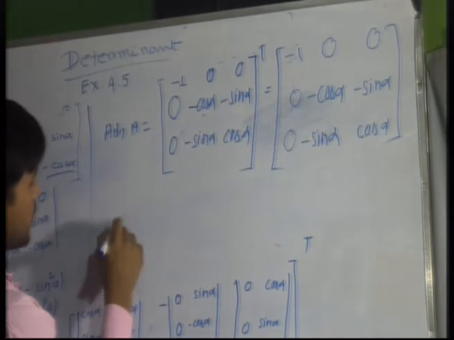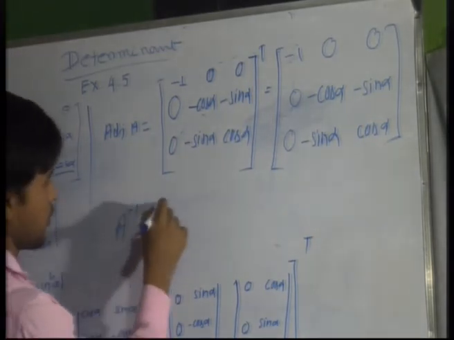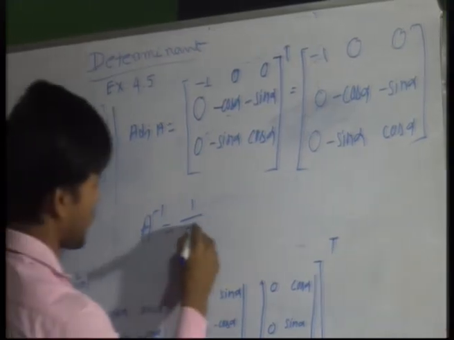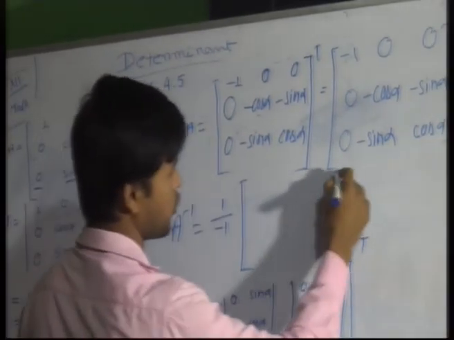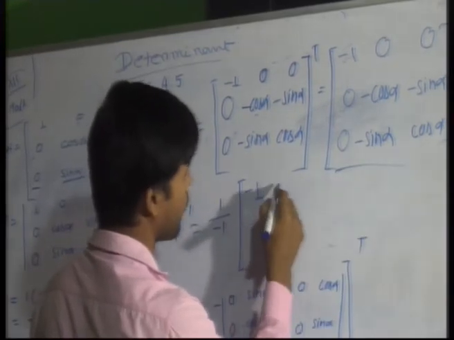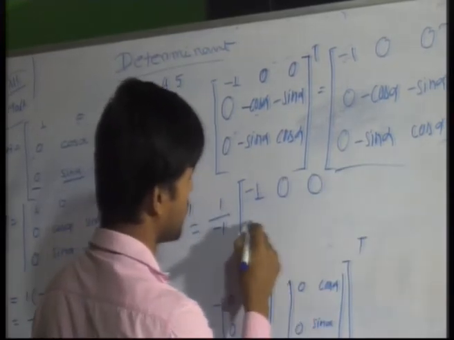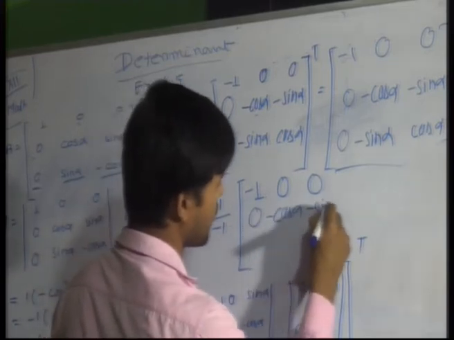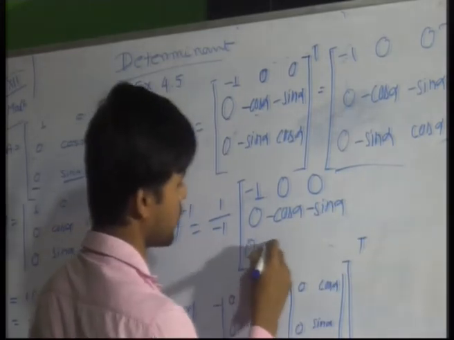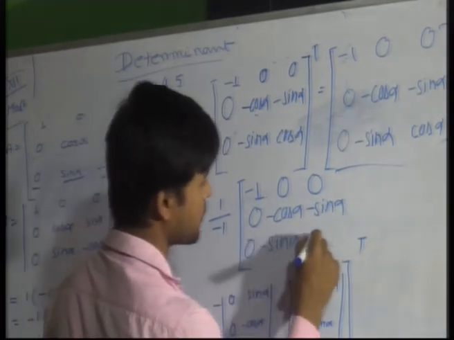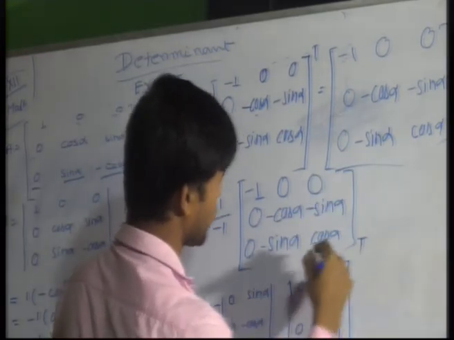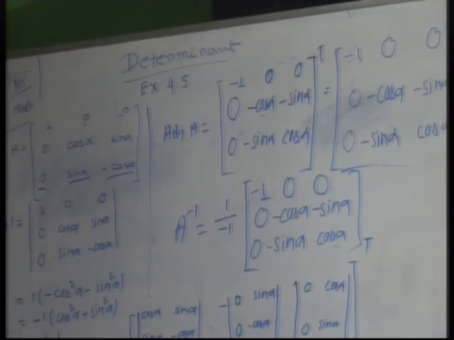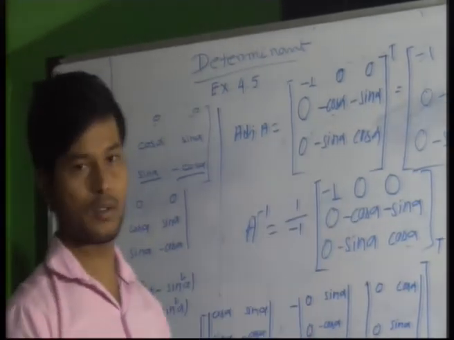Okay. Now calculate the inverse of the matrix, A inverse, that is 1 by determinant. The value of the determinant of A is equal to minus 1. So 1 by minus 1 into adjoint of A means this matrix: minus 1 0 0, 0 minus cos alpha minus sin alpha, 0 minus sin alpha cos alpha.